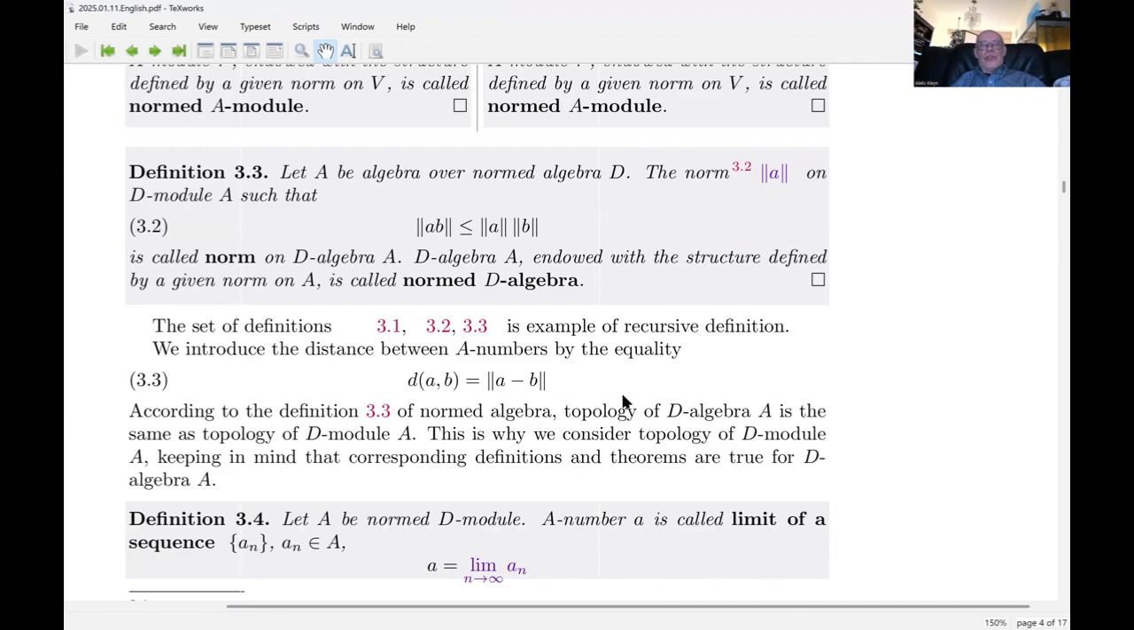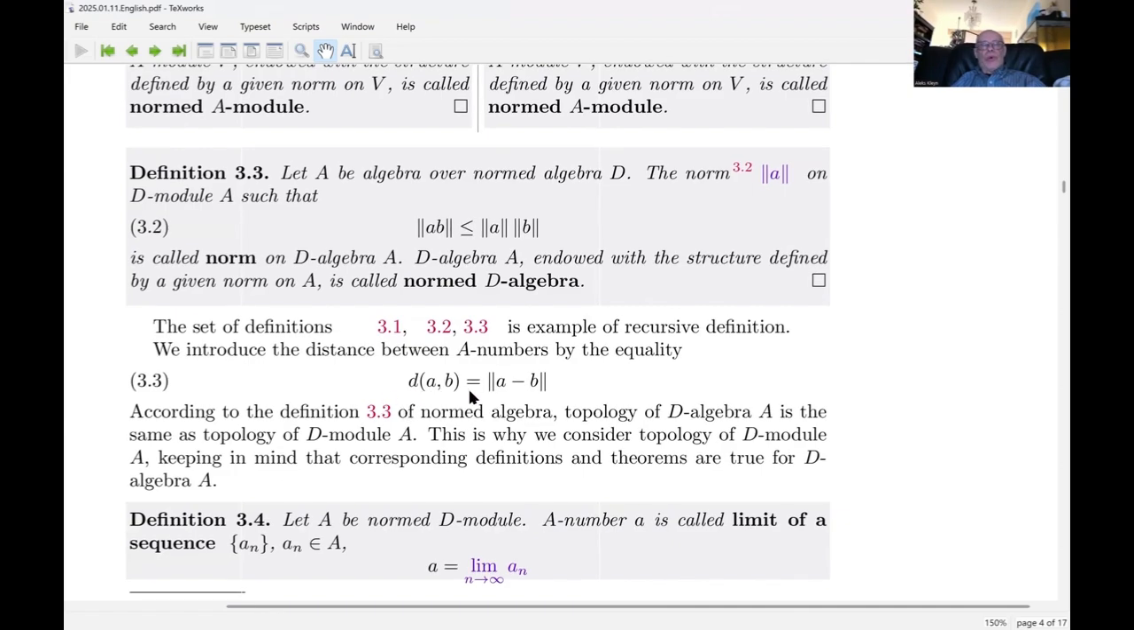Also, we introduce distance between A numbers by equality 3.3. According to the definition of normed algebra, the topology of the algebra A is the same as topology of the model A. This is why we consider topology of the model A, keeping in mind that corresponding definitions and theorems are true for the algebra A.